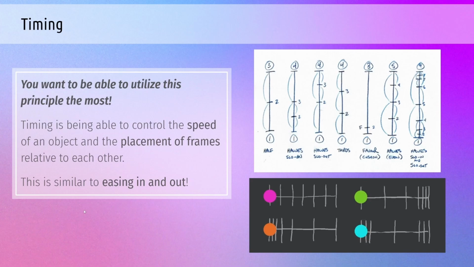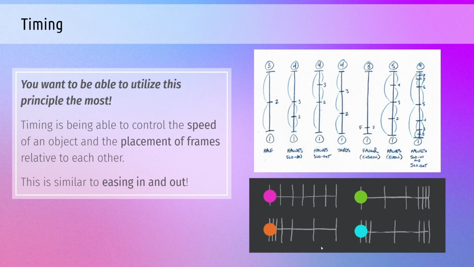Next is timing. This is one of the most important principles of animation. This is something you're going to see a lot in the industry. You'll notice this is kind of similar to easing in and easing out, where you have a bunch of frames at the end or beginning. But timing as a whole is being able to control the speed of an object and the placement of frames relative to each other. This is similar to easing in and out.